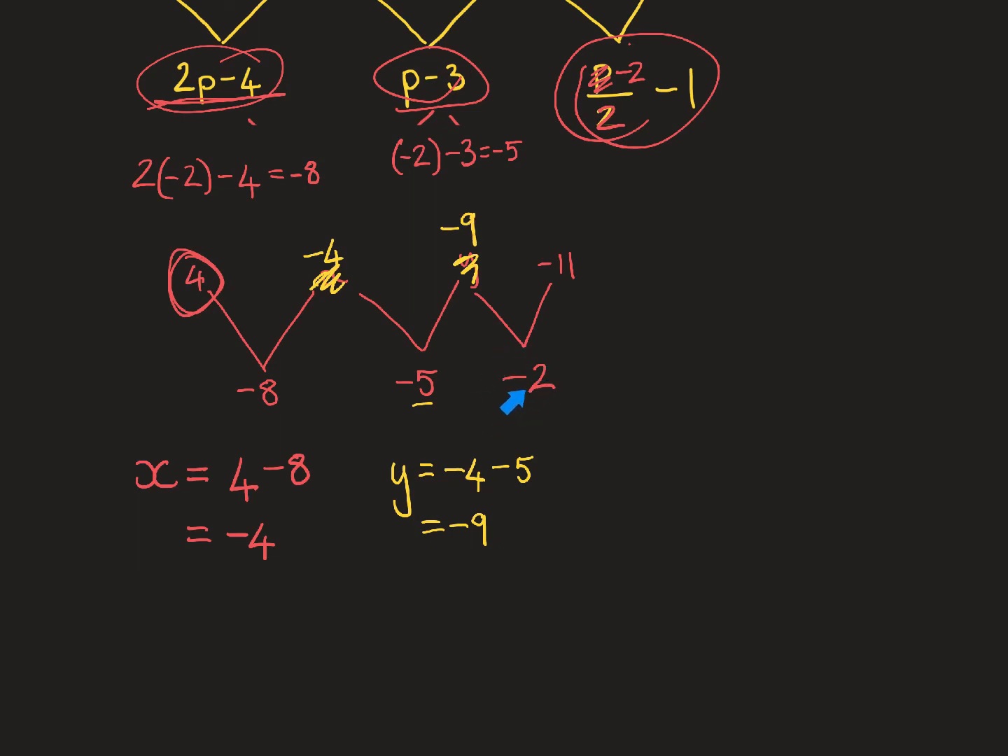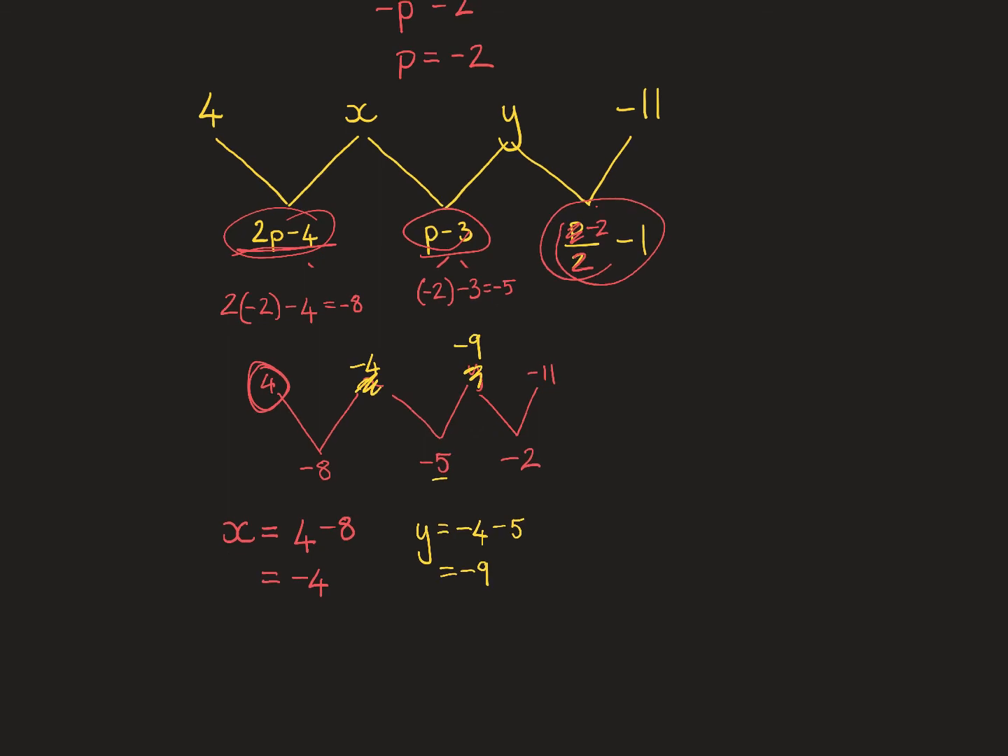And let's just make sure that works by checking. The next difference was negative 2, so negative 9 subtract 2 will give us negative 11. And that means our answers for this particular question were p equals negative 2, x equals negative 4, and y equals negative 9.